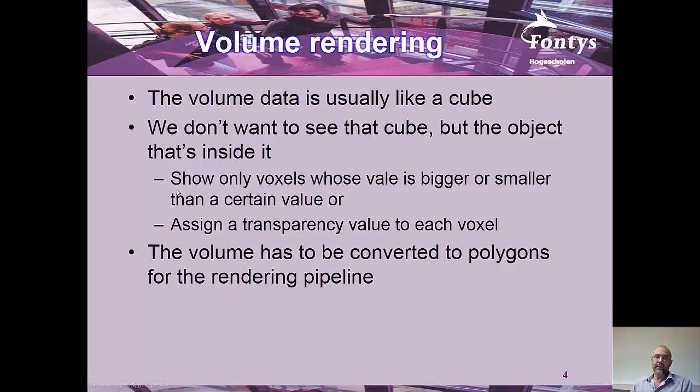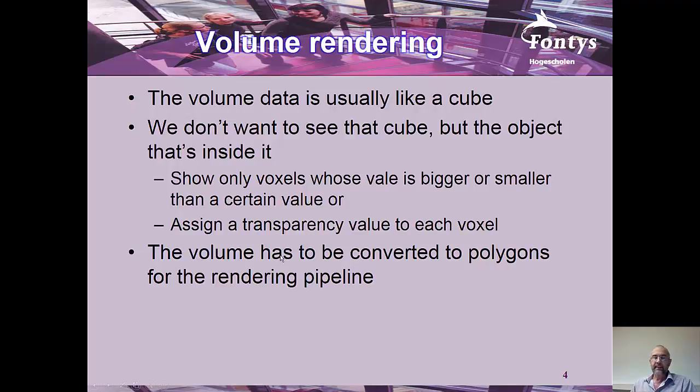It's often the case that we want to show, for example, voxels that have a value bigger or smaller than a certain limit. Show me all the voxels that have a value bigger than 100, or all the voxels that have a value between 100 and 120. That's something that you want to do with the volume. You don't want to show the complete cube, the whole volume, but a certain part of it.